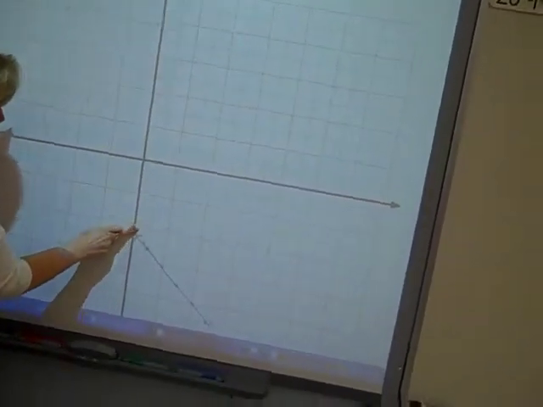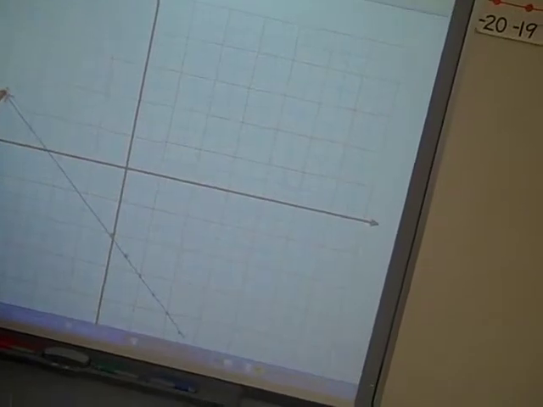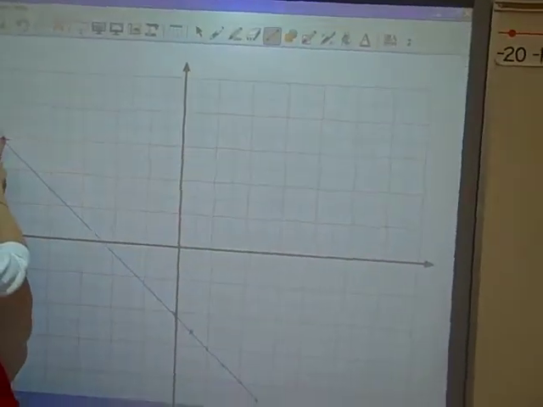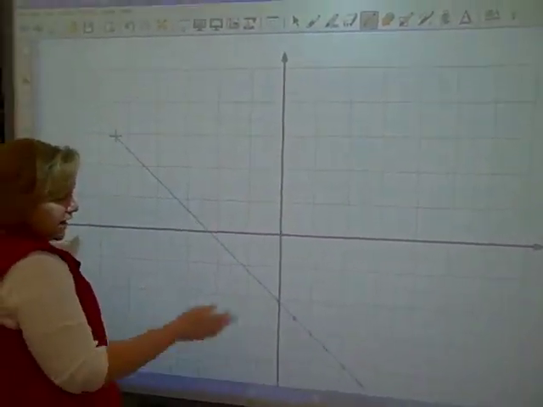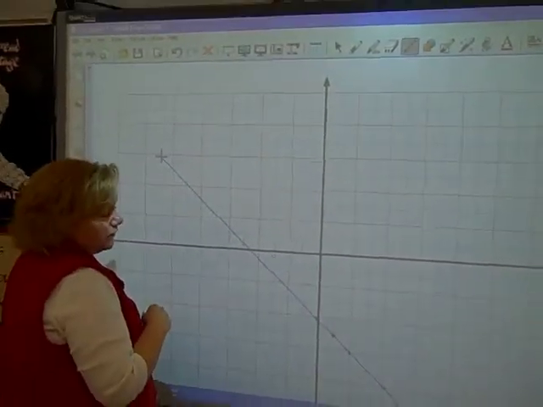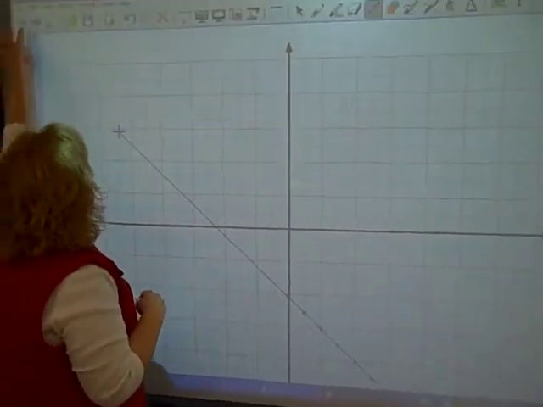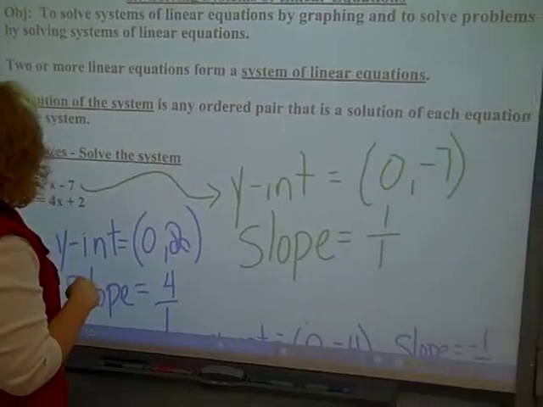Want to extend it as far as you can because you don't know where that other line's going to be. Okay, so making a nice long line for yourself. Okay, go back to the other page. Let's graph our second one.